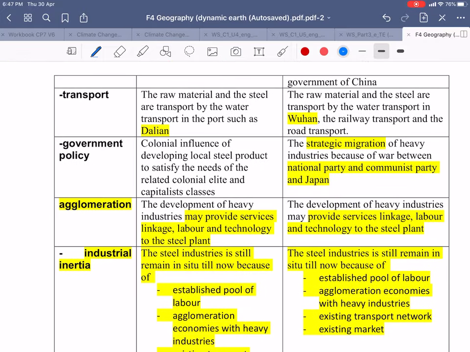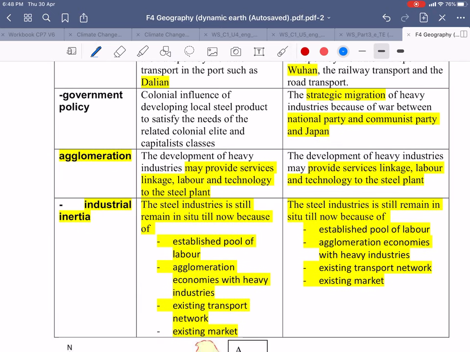How about transport? Transport is good for the 40 decades. It's from Dalian, okay? 它有很多 ports 嘅。 There's a lot of ports that can facilitate the transportation of raw material and steel, okay? Wuhan is also okay by water transport, but definitely the efficiency will be lower because Dalian itself is in the sea, but Wuhan is just in the river, okay? You can imagine the capacity and also the volume of the transport will be reduced.